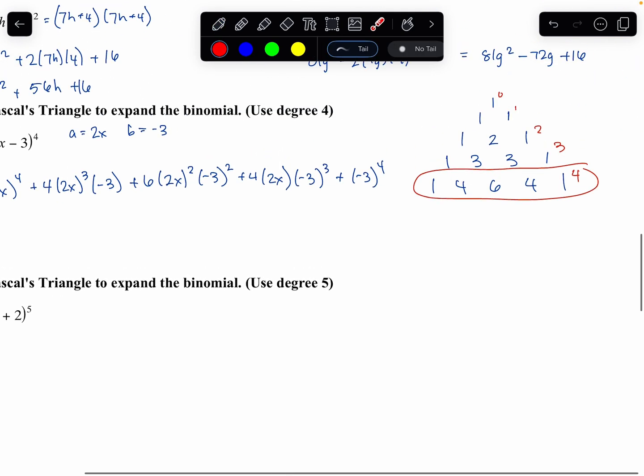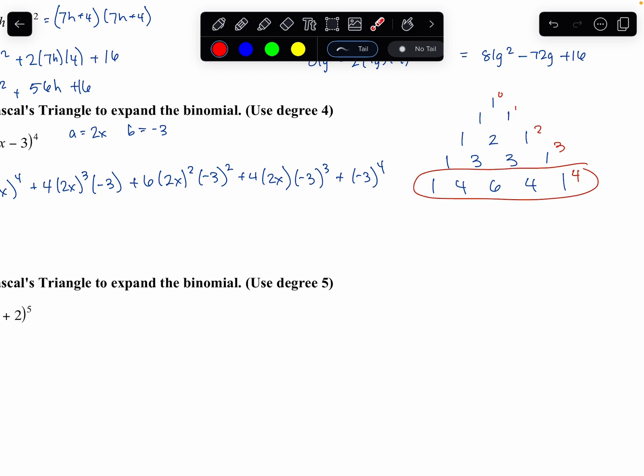So the pattern of the coefficients starts with 1, the ends are always 1, and then the next coefficient here is going to be the sum of the coefficients above it.